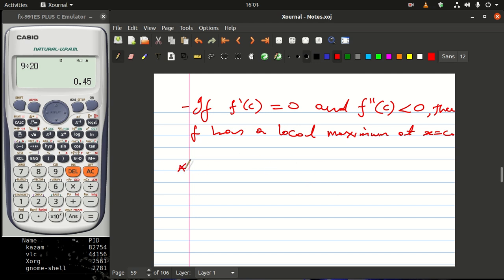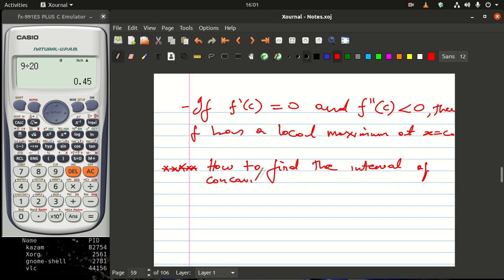What is important now is this. I'm just gonna write these few things and then I'm gonna call it a day, and then we'll stop this particular lesson. So the question is how to find the interval of concavity. So we want to find the interval of concavity.